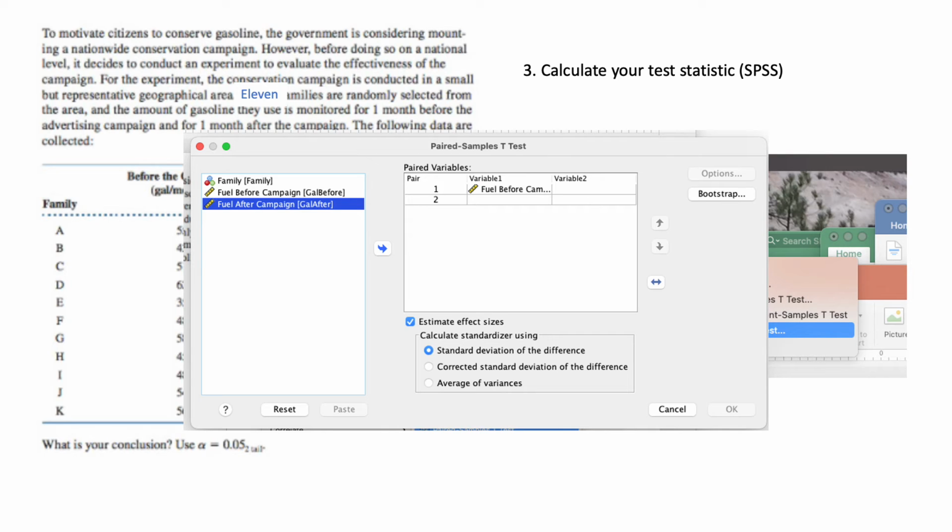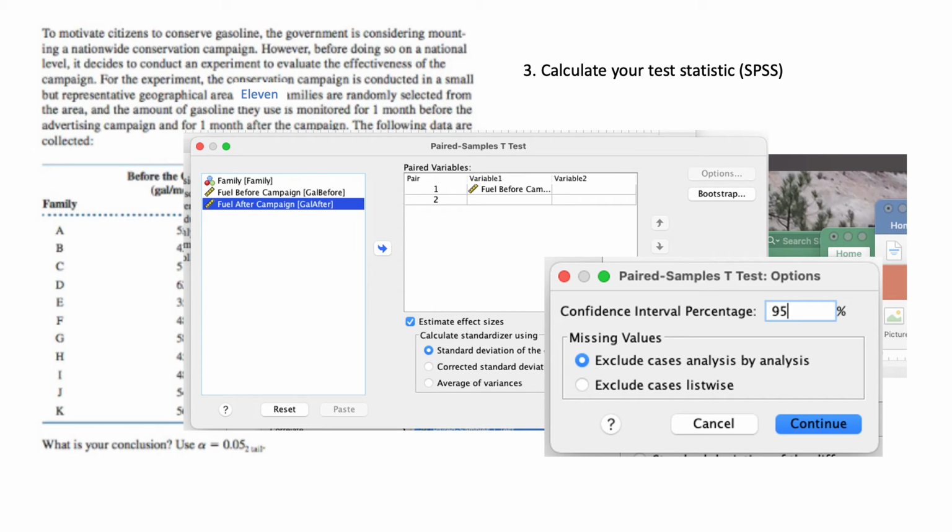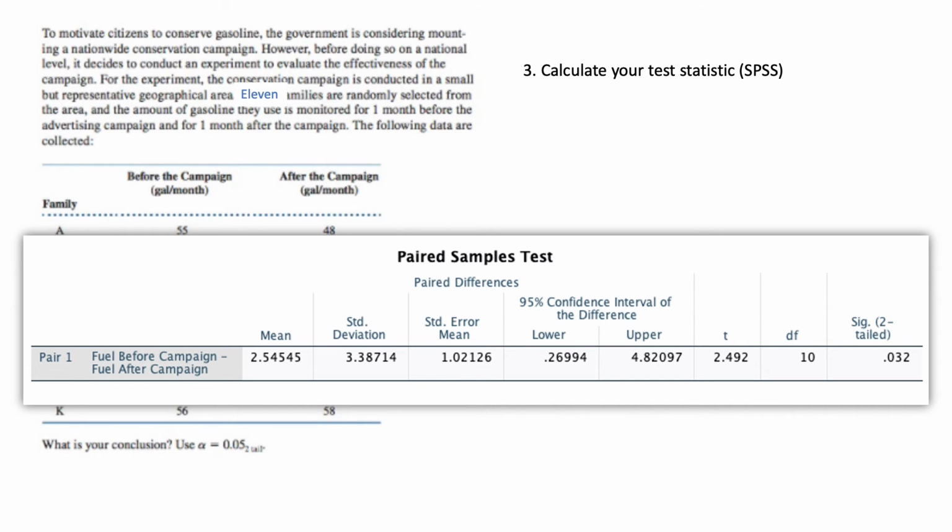So I move the fuel before the campaign over into variable 1, and I move fuel after the campaign into variable 2. I check the box for estimating effect sizes. And in my options, I want a confidence interval calculated that's at the 95% level, because I've got an alpha of 0.05. And this is what SPSS provides me with.